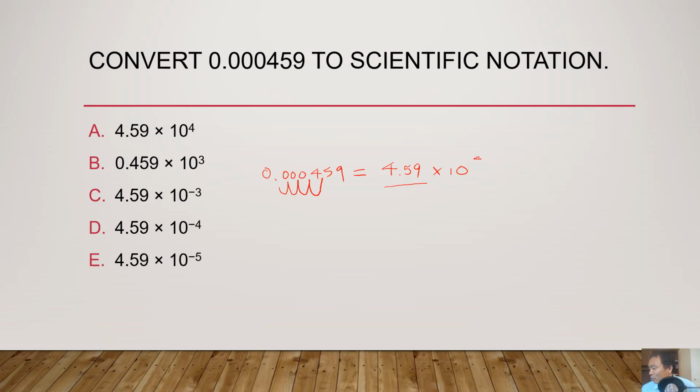But is it positive 4 or negative 4? So do remember the same trick you're going to use. This original number is way smaller than the decimal part, 4.59. So for this reason, it's negative 4. 10 is raised to negative 4. So apparently D is the correct answer.